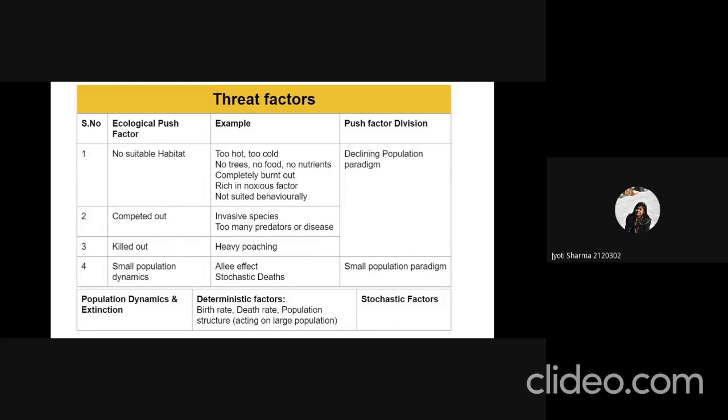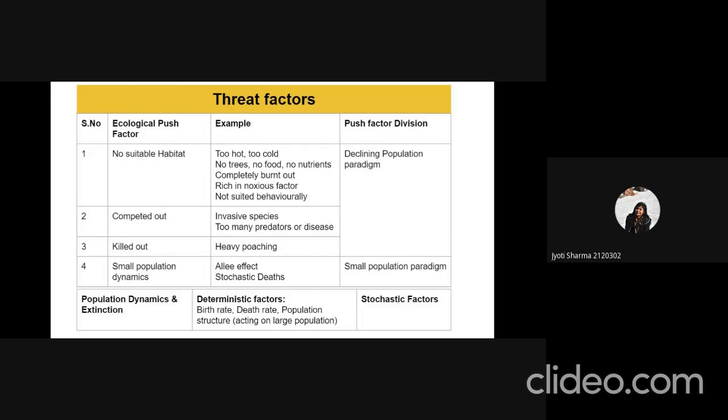Then we have the small population dynamics. What happens in the small population dynamics? Suppose we have only 50 or 100 individuals in a species or population. What will happen if something unfavorable occurs, if a flood comes or a cyclone comes? It may vanish the whole population and the species can go extinct. So this is the small population dynamics, and we have two terms here: the Allee effect and the stochastic effect.